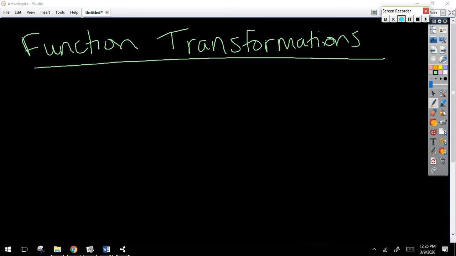All right, so here's what we're going to do. We're going to take those, how many was it? 12 parent functions that you did on the must-know functions test, remember? And those are what we're going to use to do our transformations. That was why they were so important that you learned them, so that you could transform them. So we'll start with an easy one.